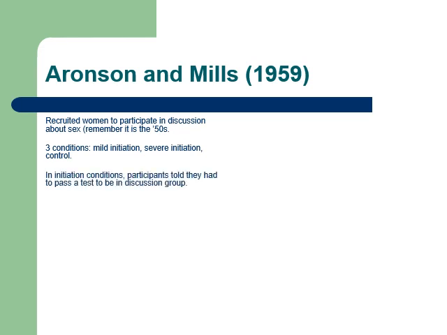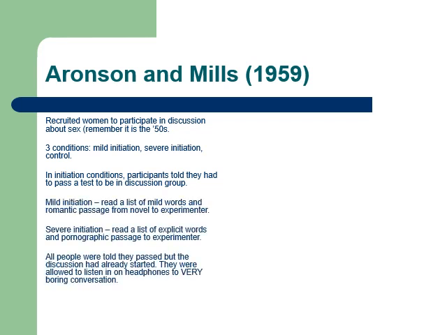Okay, well, first they recruited women to participate in a discussion about sex, which at this time is a very uncomfortable topic for women. It is the 50s after all. Okay, and they're put into three kinds of conditions, which Aronson and Mills called mild initiation, severe initiation, and a control group. Basically, in the initiation conditions, participants were told that they had to pass a test to then be in the discussion group later. In the mild initiation, these women just read a list of mild words and a romantic passage from a novel to an experimenter.